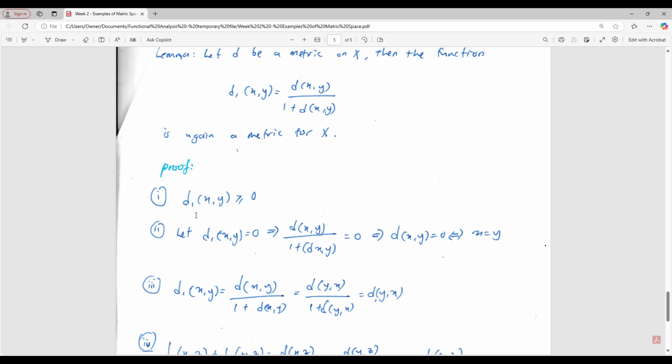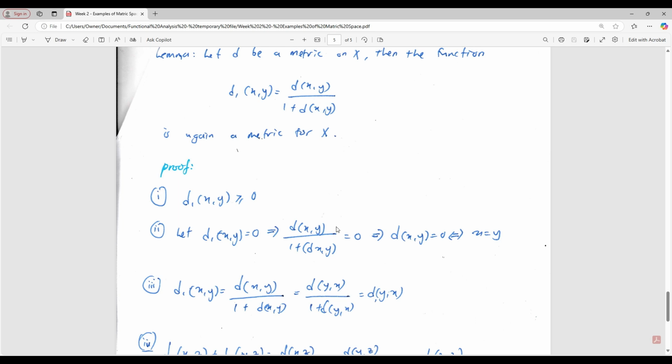So to show that, first of all we are going to check the positivity here. So of course D is positive, so positive divided by a positive number, still we get positive, so therefore D1 is positive. And now if we assume D1 is equal to 0, it means that the numerator here must be equal to 0. So you cannot have the denominator equal to 0. It is only possible to have the matrix of dxy equal to 0.